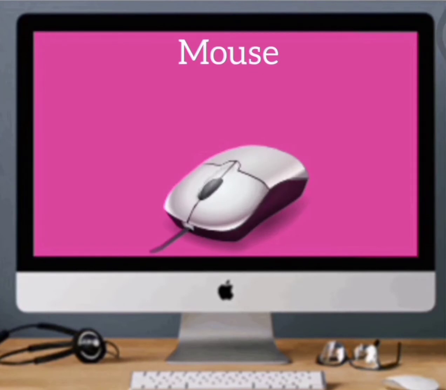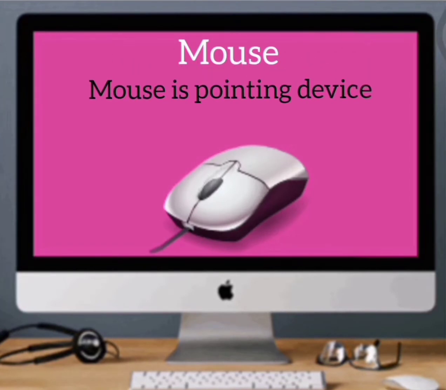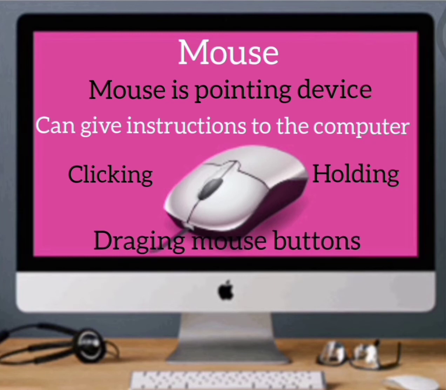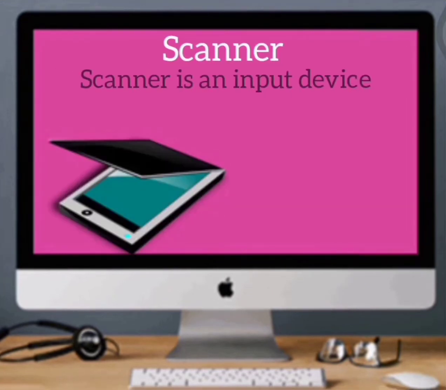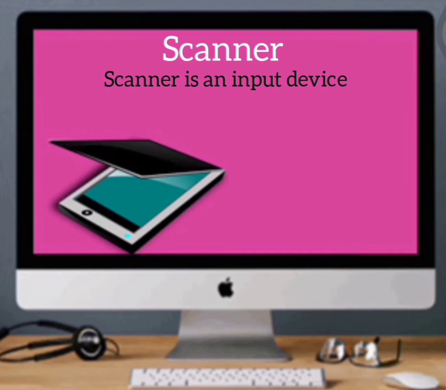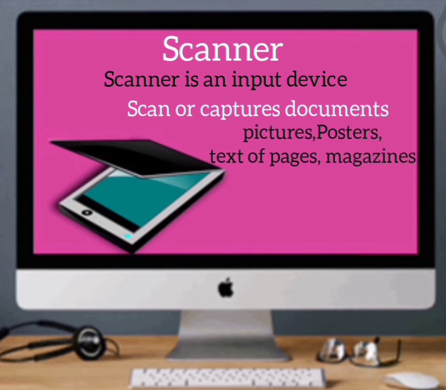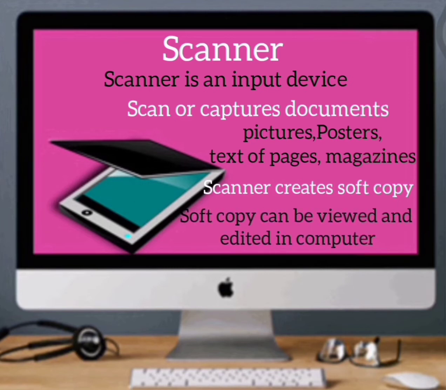Mouse. The mouse is one of the main input devices. The mouse is a pointing device. We can give instructions to the computer by clicking, holding, dragging mouse buttons. Scanner. A scanner is an input device that scans or captures documents such as photographs, posters, and pages of text. A scanner creates an electronic version of the document that can be viewed and edited on the computer.